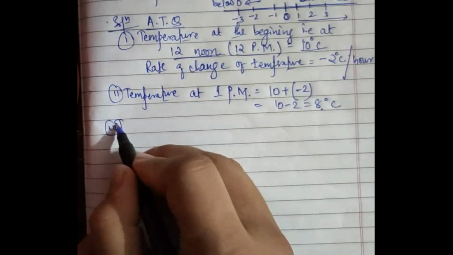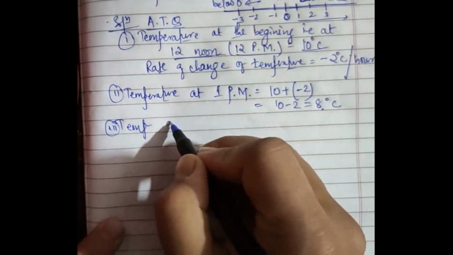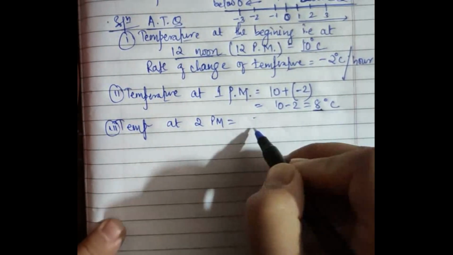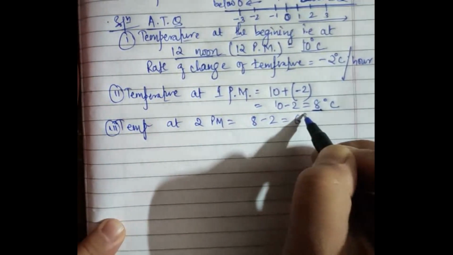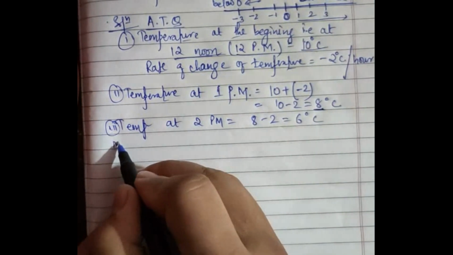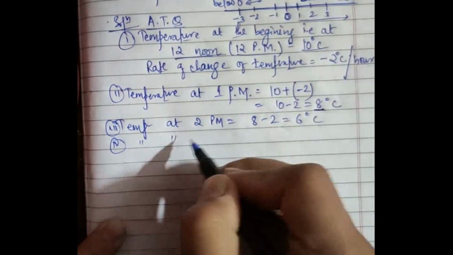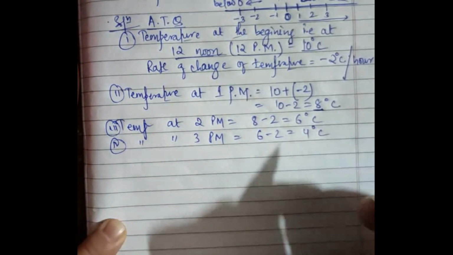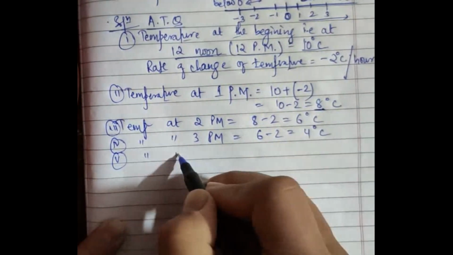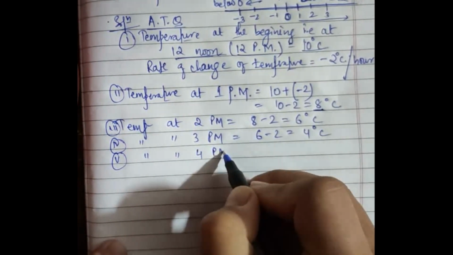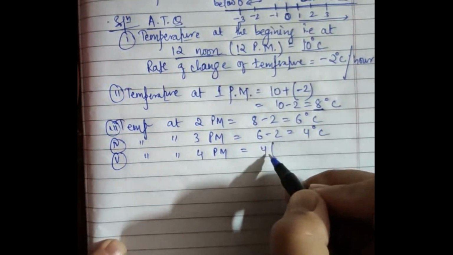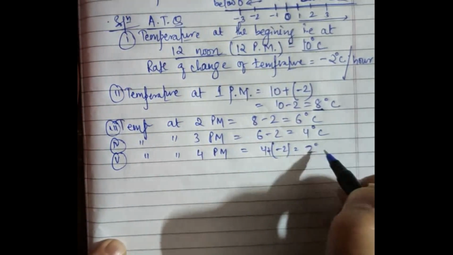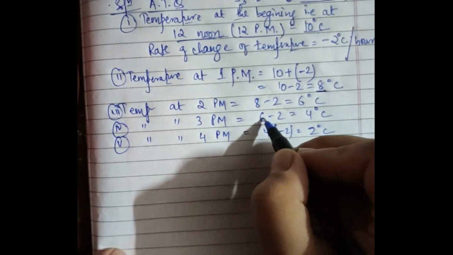Number 3, temperature at 2 p.m. is equal to, now it is 8. So 8 minus 2 is equal to 6 degree Celsius. Alright. So similarly we will go on like this. Temperature at 3 p.m. is equal to 6 minus 2 is equal to 4 degree Celsius. Now 5, temperature at 4 p.m. is equal to 4 plus minus 2 is equal to 2 degree Celsius. Alright. So it's better you will put plus sign here.